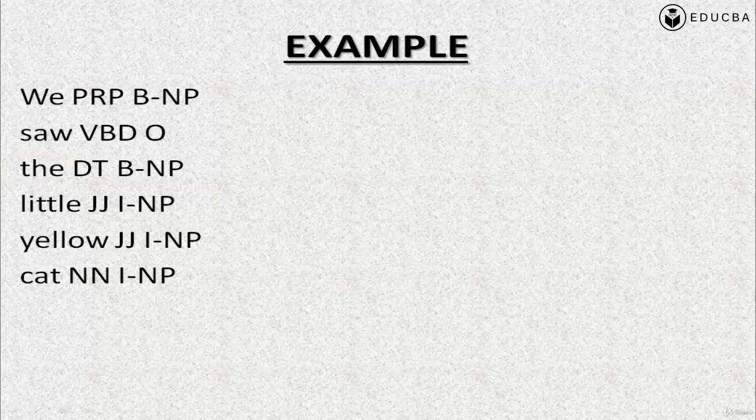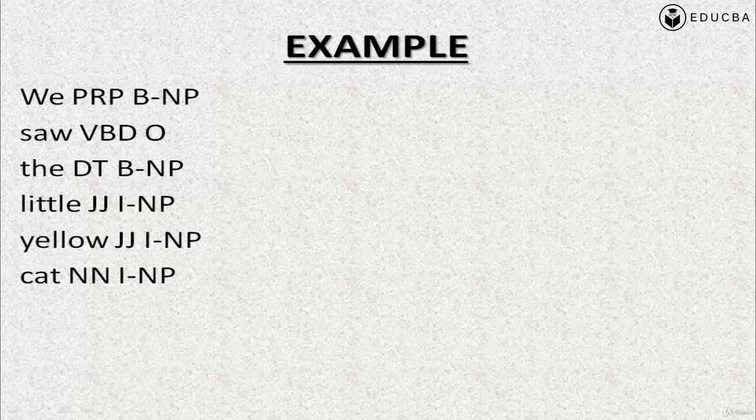Next we have the, which is a determiner, and we use the B tag for it because it denotes the beginning of a new noun phrase. Next, little is an adjective, so we have JJ, and then we use I because it is inside a noun phrase chunk. The little yellow cat is a complete noun phrase, and the denotes the beginning of that noun phrase, and little is inside it. Next, yellow is also inside, so we use the I tag, and then cat is also inside, so we use the I tag again.